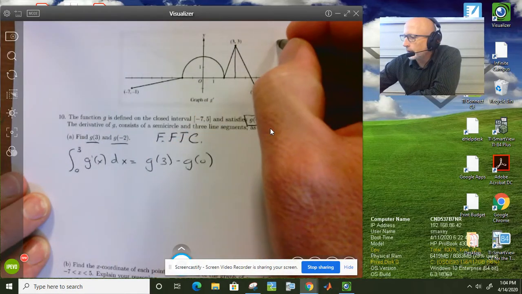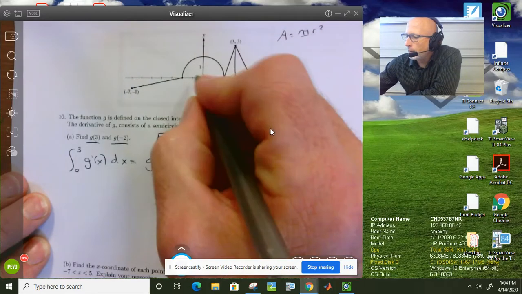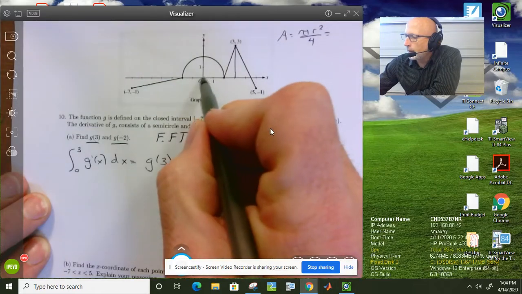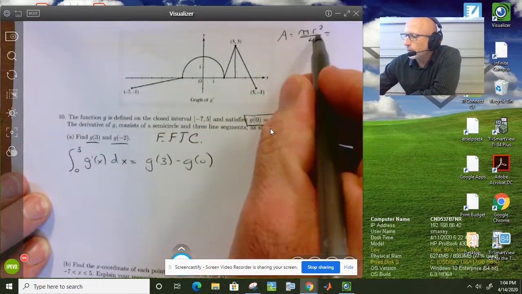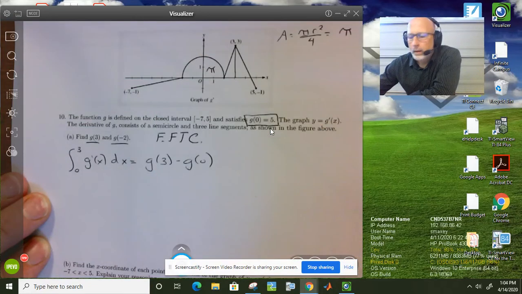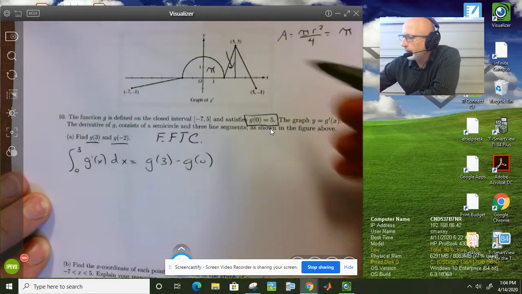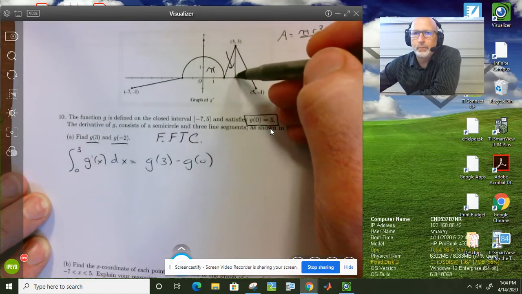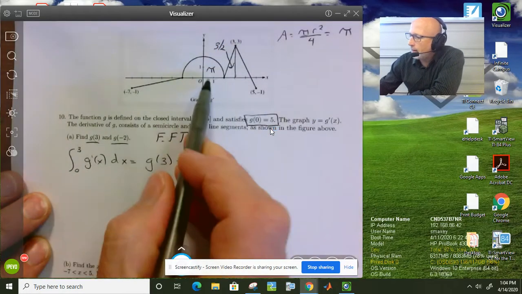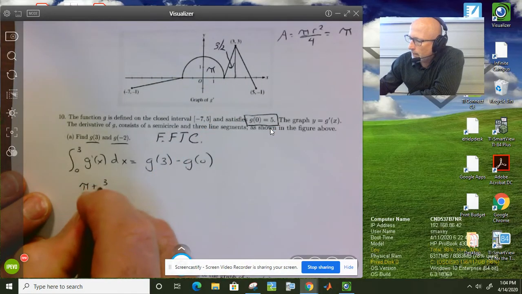The area of a circle is equal to pi r squared, but I'm only wanting a fourth of it, so I'm going to divide it by 4. The radius is 2, so 2 squared is 4. The area there is just pi. Furthermore, I have to figure out what this is. Well, this has a base of 1, a height of 3, so 3 times 1 is 3, divided by 2, the area of this is 3 halves. So the area going from there to there is pi plus 3 halves.